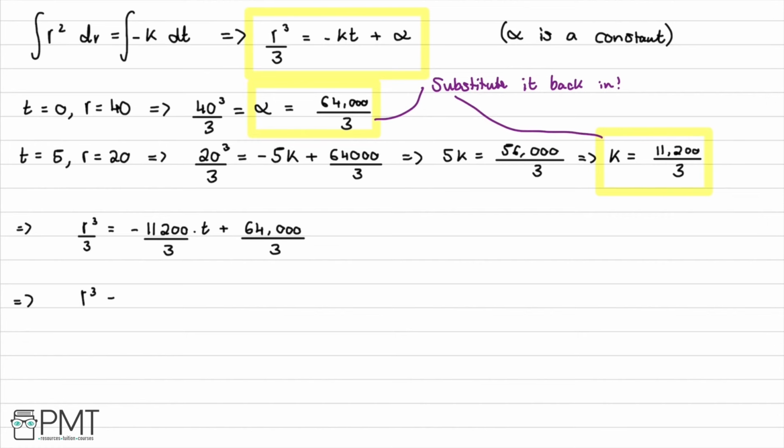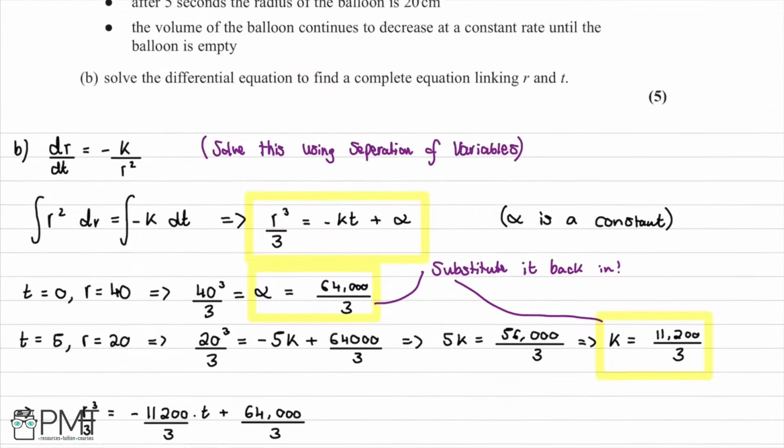So r cubed is going to be equal to 64,000. Just note that we rearrange this so we don't have a negative to start. So it'll be 64,000 minus 11,200 lots of t. So therefore, we have completed this question as we were asked to solve the differential equation to find a complete equation linking r and t.